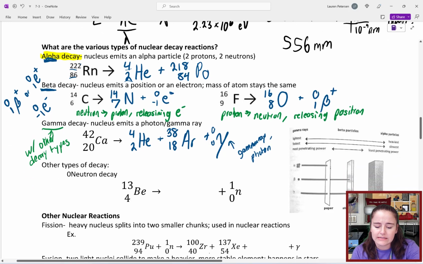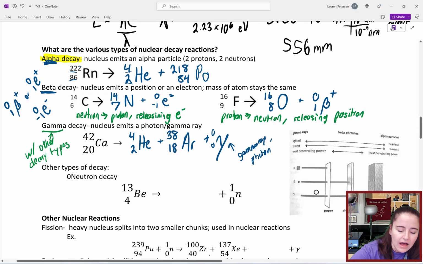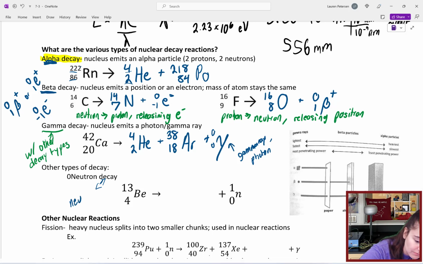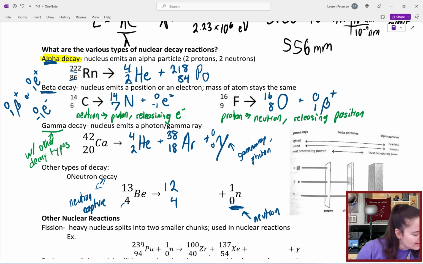One other type you might see is neutron decay. And every now and then you might also see neutron capture. Okay. This particle right here is the neutron. And so conservation of mass, we have 4 and 0. We need a 4 there. 13 and 1. We need a 12 there. And number 4 is still beryllium. Okay. So that beryllium just lost a neutron.